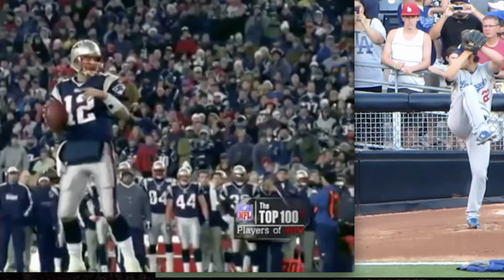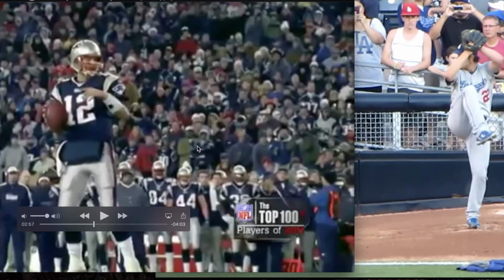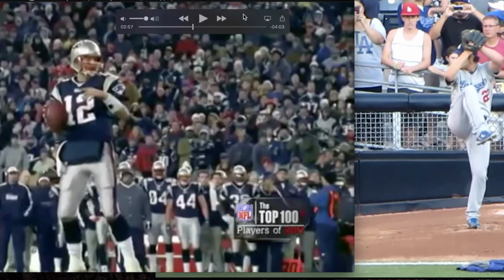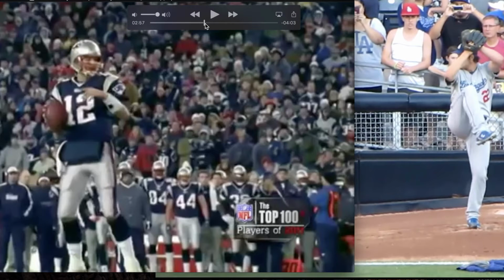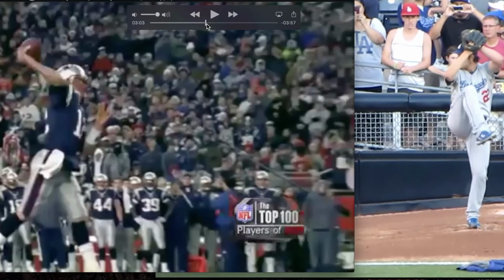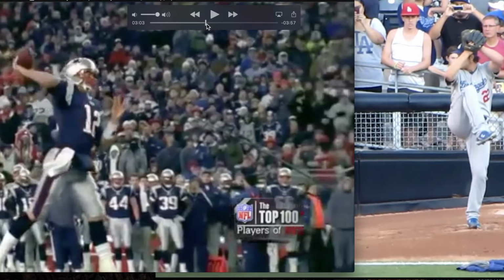Okay, what's up, everyone? Wanted to do a comparison here today about some of the key differences between throwing a football as a quarterback, or throwing a baseball and being a pitcher. There are some really key mechanical differences, and I just wanted to go over those if you're trying to make the transition from being a quarterback to a pitcher or vice versa.